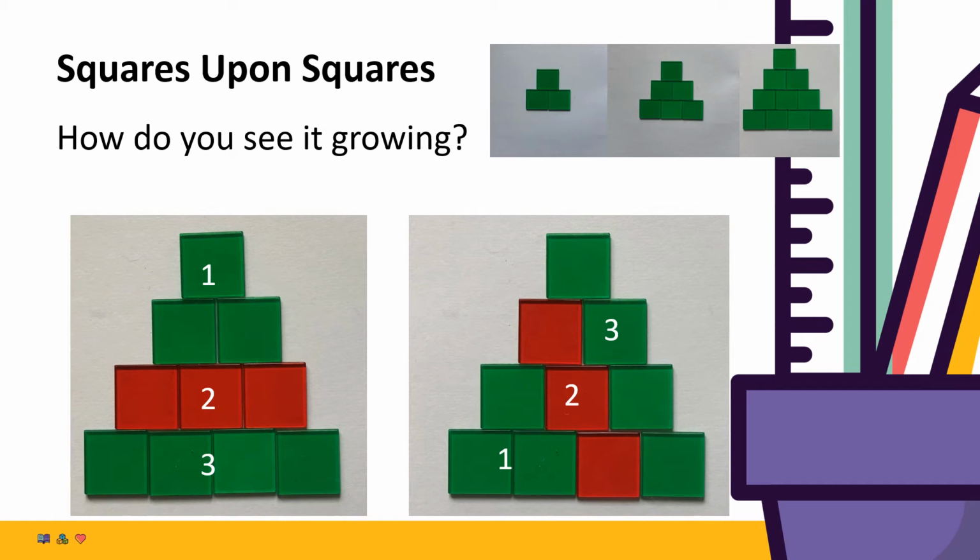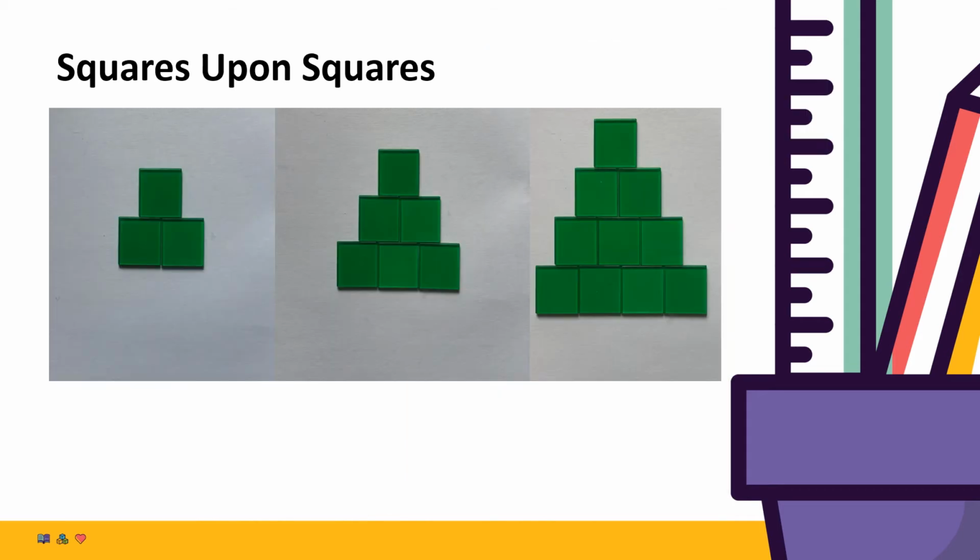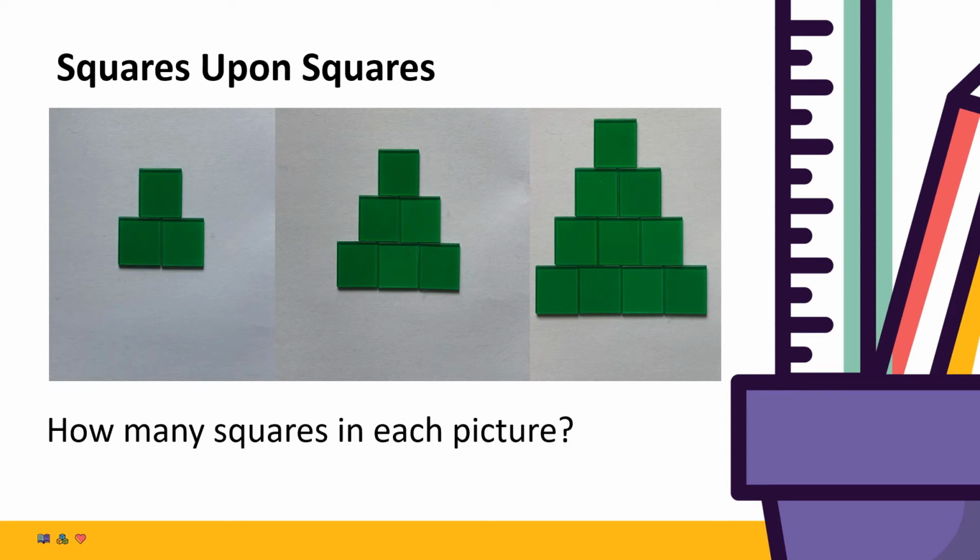How did you see it? Did you see it the same way, or did you see it a different way? Could you see it in multiple different ways? So now that we've thought about how the image grows, we know that there's more squares being added to each image as we go along. How many squares are in each picture? And do you notice a pattern at all?